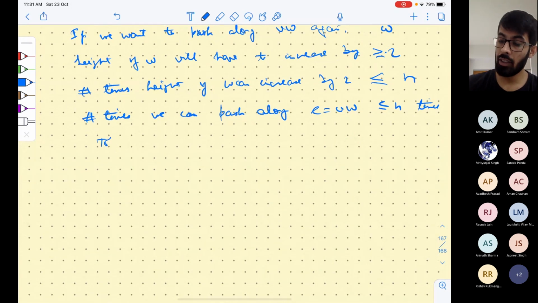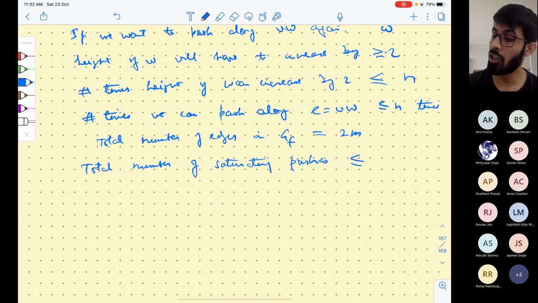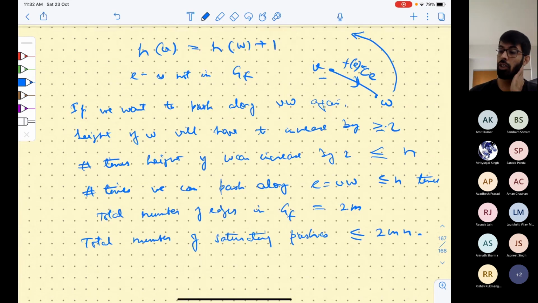And total number of edges in G, F, is 2m that we have seen, because for every edge there can be a forward and a backward edge. So total number of saturating pushes is less than or equal to 2m. So any question about this part?